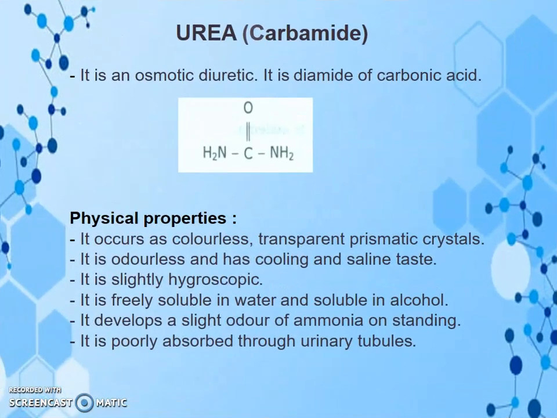Last drug from the diuretics is urea. It is also called carbamide. It is an osmotic diuretic. It is a diamide of carbonic acid. This is the structure of urea, a diamide of carbonic acid.